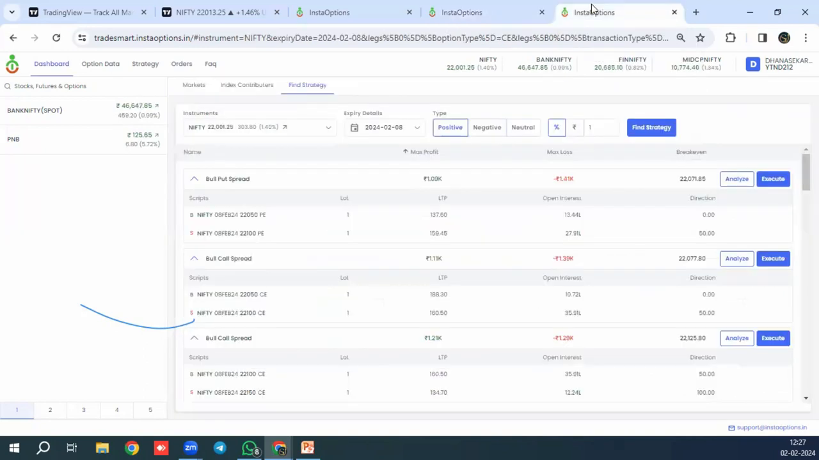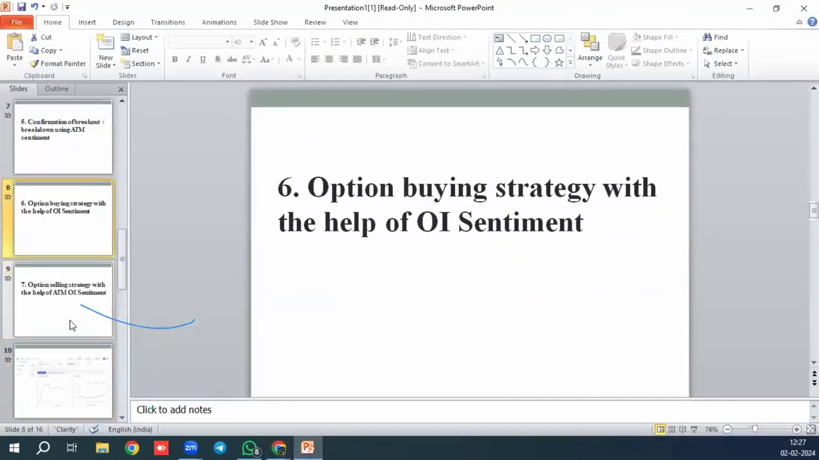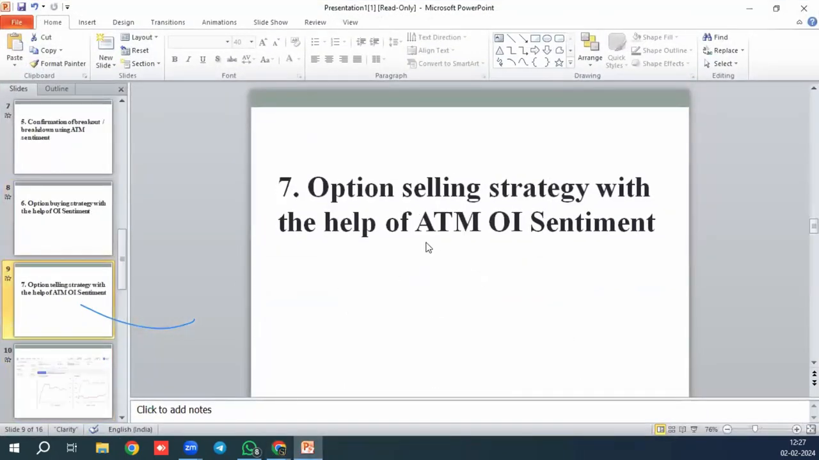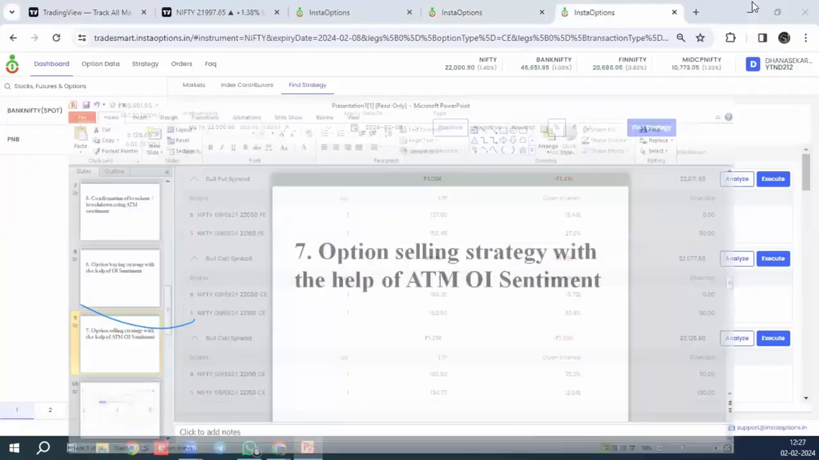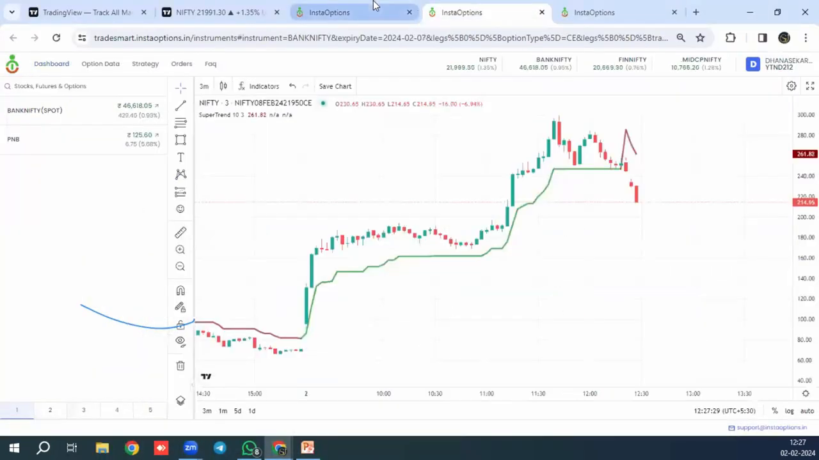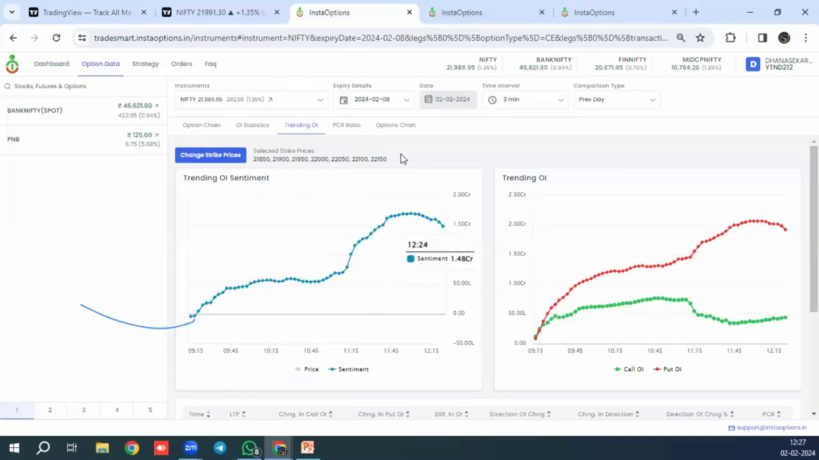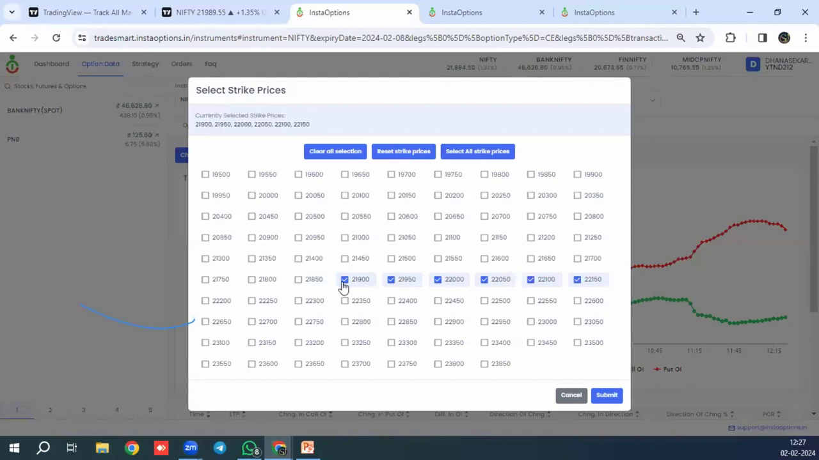Then next one, how can we do an option selling strategy using ATM OI sentiment? Okay. Now here I was using the 7 strikes sentiment. In this, we are using 7 strike sentiment, but when we are going for a selling strategy, we'll use only ATM sentiment. Now the market is at 22,000.